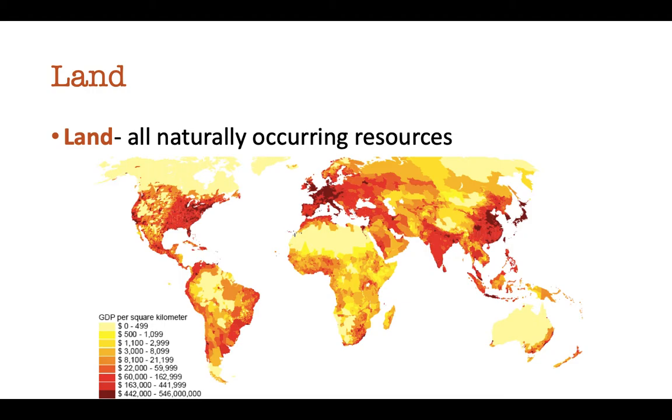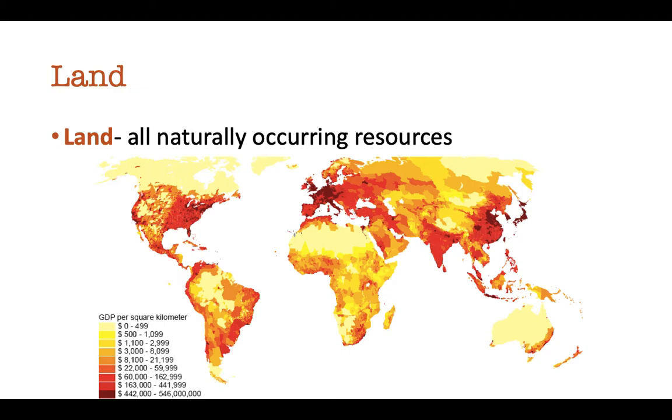So that's the stuff that comes from nature, like mineral deposits. Countries that have crude oil, that certainly supports their economies because they can export that and make quite a bit of money. So land is anything that comes from nature. It's not just physical land. So this map kind of shows that.